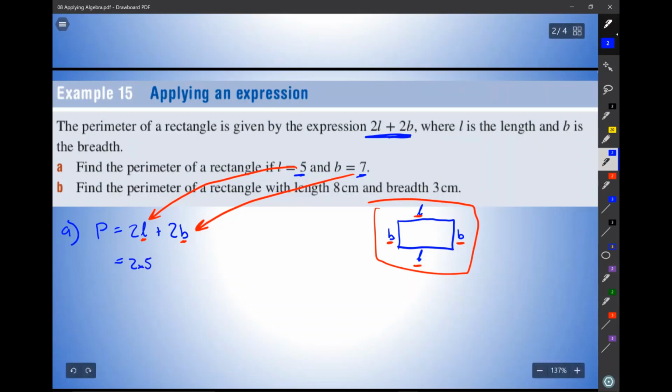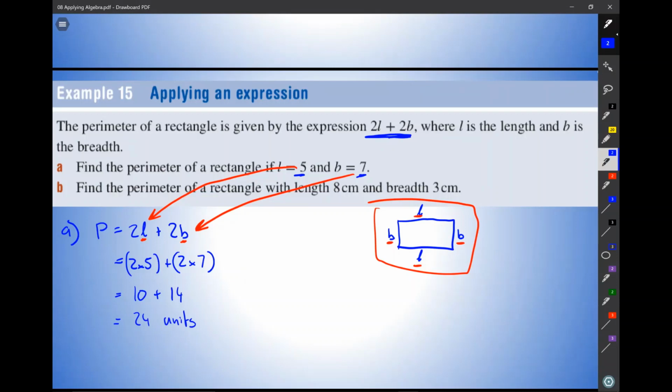We're going to replace our L with a 5, and we're going to replace our B with a 7. And we're just going to work this out. 2 times 5 is 10, plus 2 times 7 is 14. So the perimeter of this rectangle is 24. And in this case, in part A, we're not told what the units are, so I'm just going to write units.